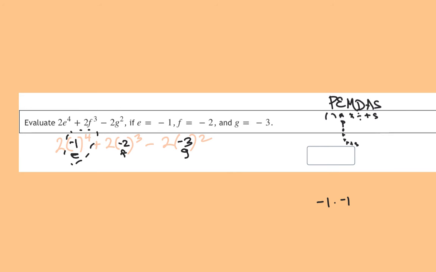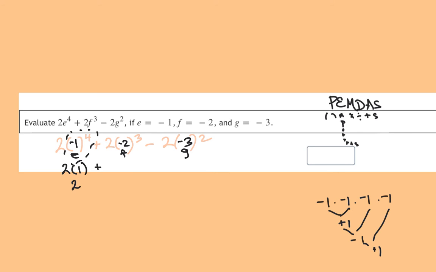-1 times -1 times -1 times -1. When you multiply two negatives together, you get a positive. When you multiply a positive and a negative together, you get a negative. When you multiply two negatives together, you're going to get a positive again. So basically, when a negative number is raised to an even power, you're going to end up with a positive number. So you have 2 times the number 1, which is going to give us a 2. Okay?